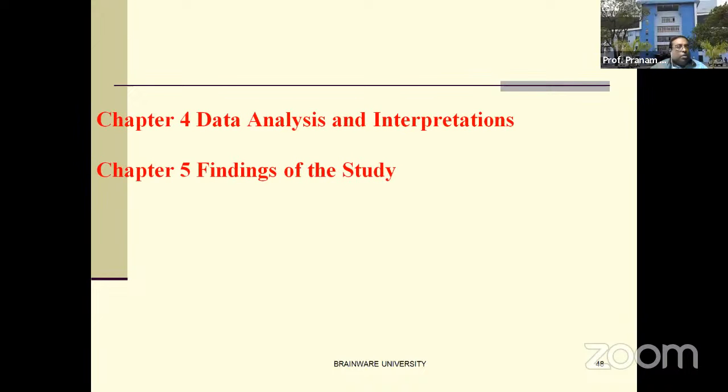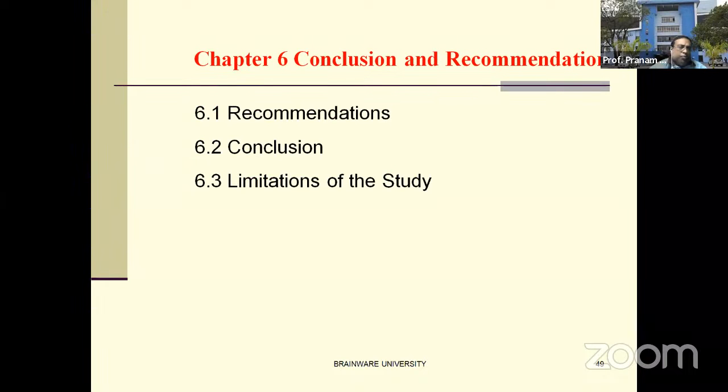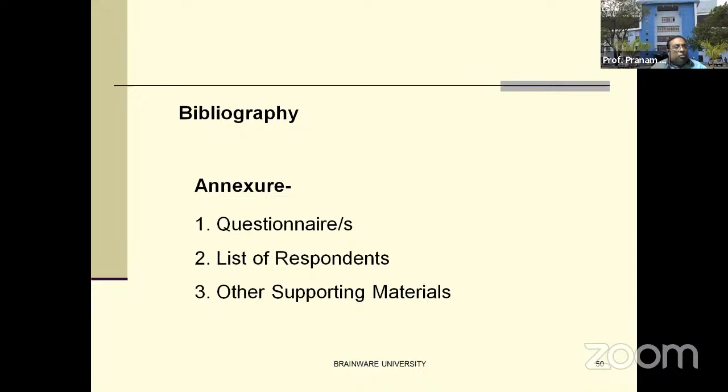Now chapter 4 deals with data analysis and interpretations, chapter 5 deals with findings of the study. These are only some samples I am showing you. You can change your chapters accordingly. Chapter 6 is conclusion and recommendation. It includes recommendation. There is a reverse order. First is conclusion, then the recommendation, then the limitation. Then coming to bibliography, that is annexure.